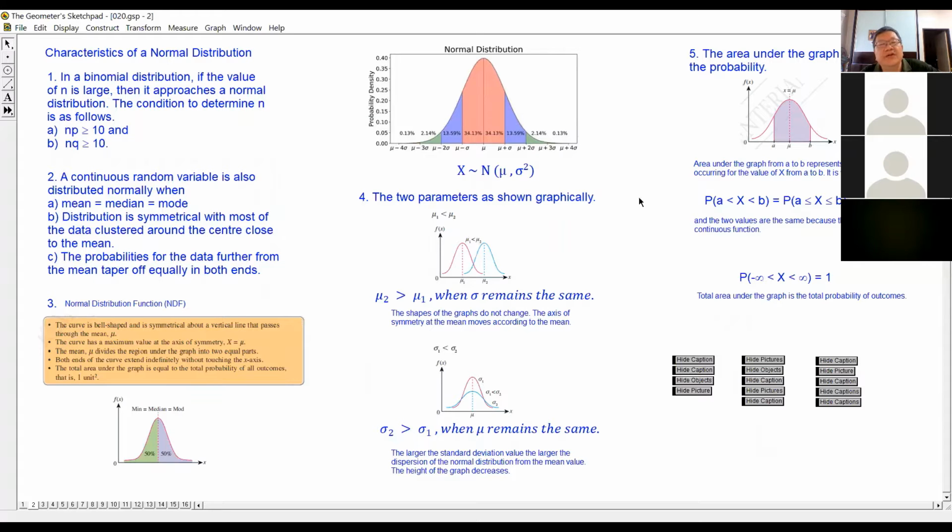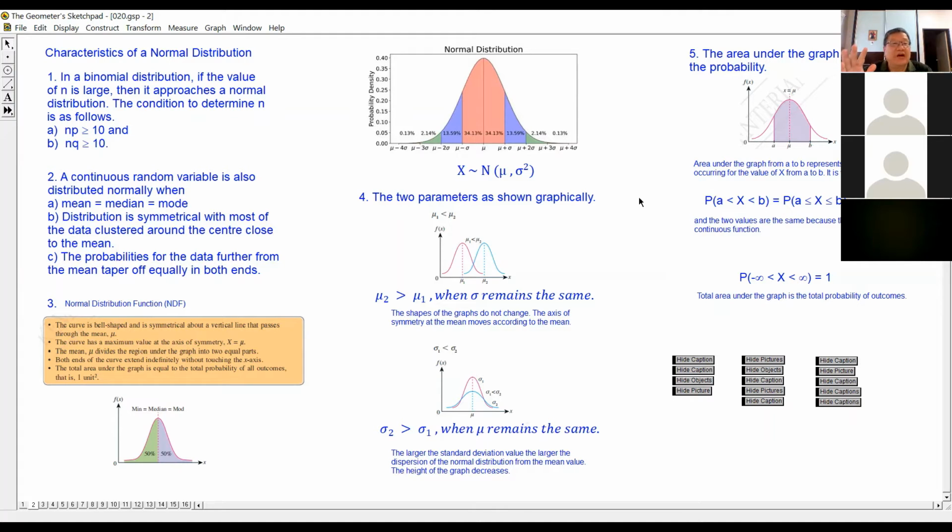Now, this normal distribution has certain characteristics, okay? So we are going to look at the characteristics of this normal distribution, and we make use of these characteristics together with the parameters to do calculations. Calculate the probability that they will lie between 42 and 48.